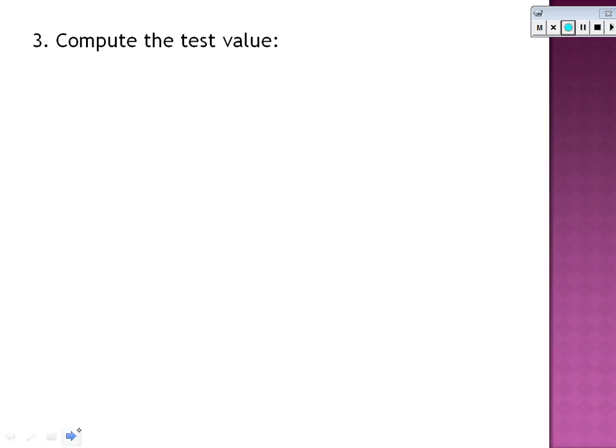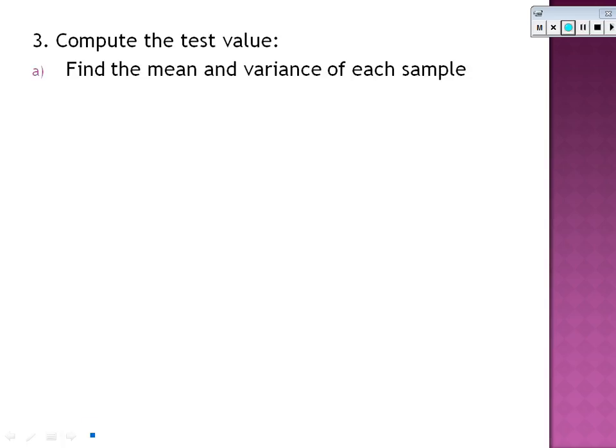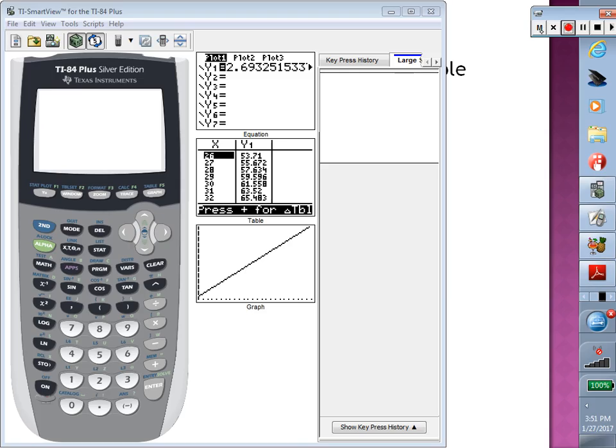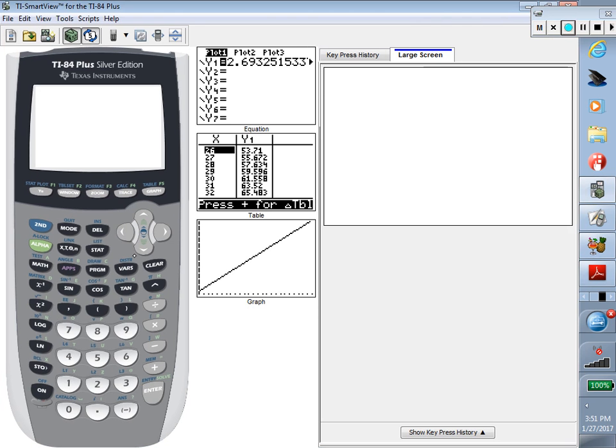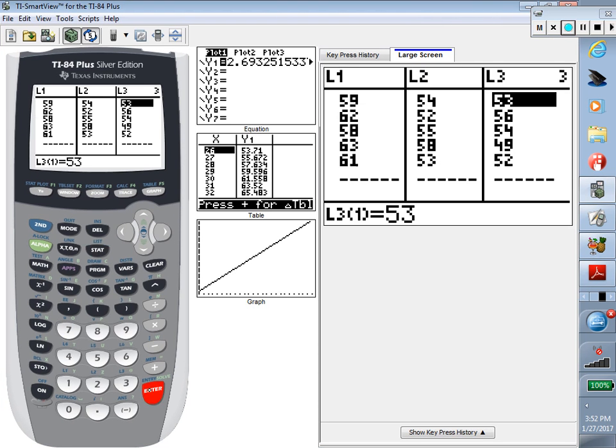Next, we need to compute our test value. In order to do that, we need to find the mean and the variance of each sample, and we can let the calculator do that for us. What you want to do is enter all your data values into a list. So each list for each city.